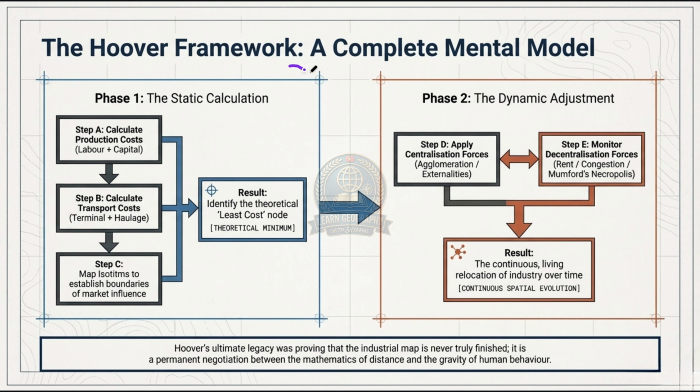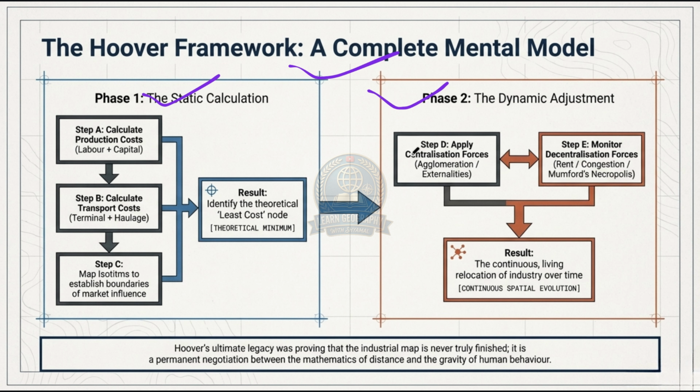Hoover's framework, a complete mental model. Phase 1, the static calculation. Step A, calculate production cost, labor plus capital. Step B, calculate transport cost, terminal plus haulage. Step C, map isotims to establish boundaries of market influence. This leads to the result: identify the theoretical least-cost location. Note, theoretical minimum.